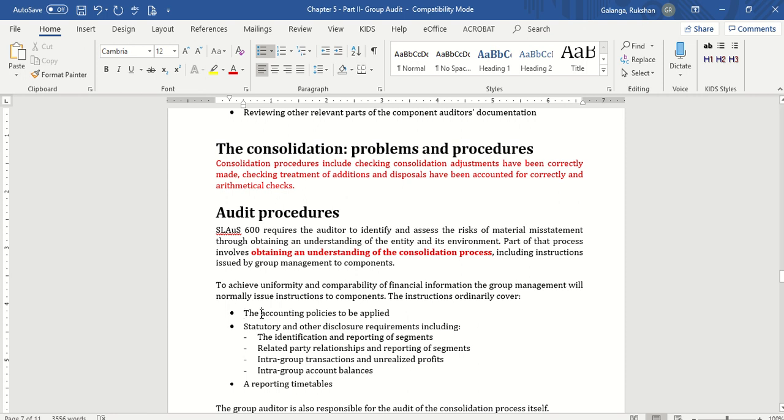So they are normally sharing the accounting policies to be applied, and the statutory and other disclosure requirements. Especially this is very important, right?